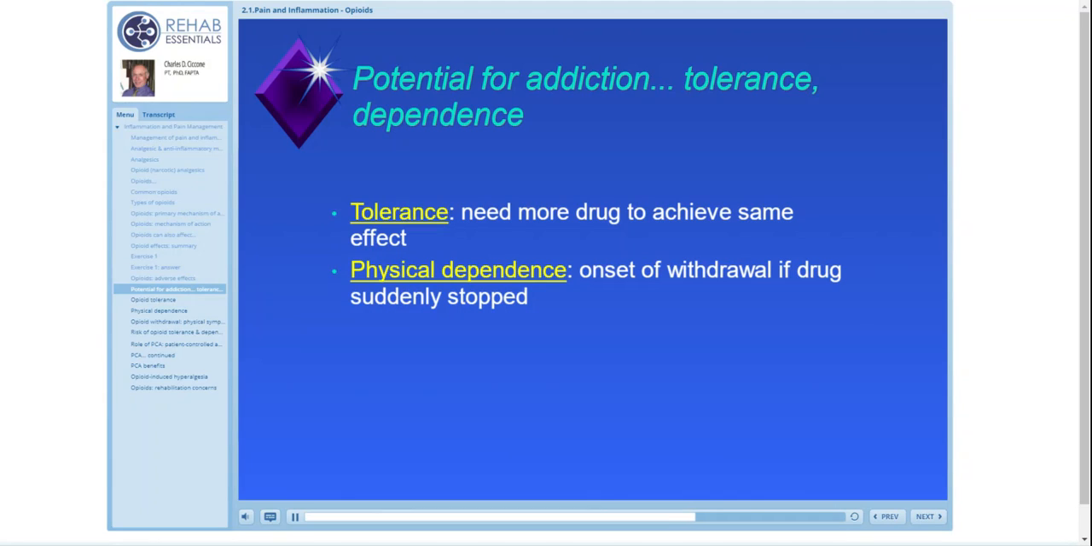And this doesn't occur with all drugs, but if a drug has an addictive potential, physical dependence is the onset of this withdrawal. So again, a patient that maybe has been on an opioid for a month or more at high doses, if they suddenly stop, will exhibit very obvious symptoms of withdrawal.